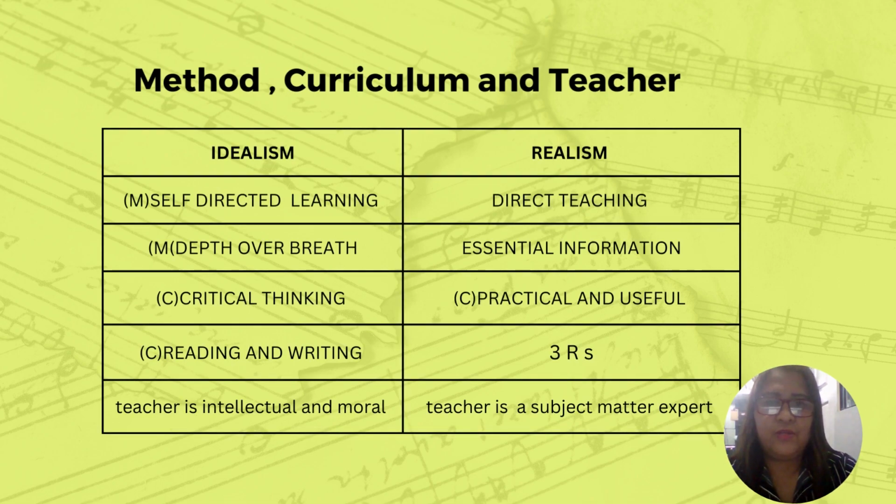What are the methods, curriculum, and the teacher in both philosophies? In idealism, it's self-directed learning. In realism, it's direct teaching. In idealism, it's depth over breadth. In realism, it's essential information. In idealism, it's critical thinking. In realism, it's practical and useful. In idealism, it's reading and writing. And realism is the three R's. So, what are the three R's? It's reading, writing, and arithmetic. In idealism, the teacher is intellectual and moral. In realism, the teacher is a subject master or expert.